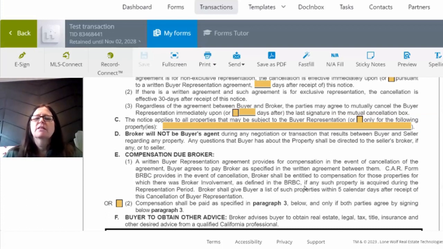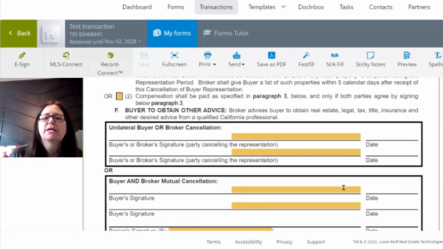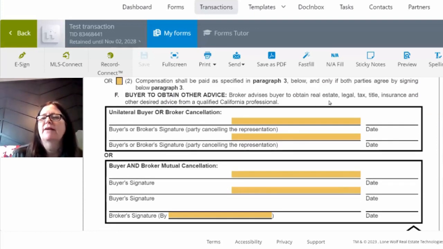So the written BRBC, the other form, it provides for compensation in the event of the cancellation. So that was outlined on that form. And the buyer agrees to pay broker as specified in that form. It says that broker shall be entitled to compensation for those properties for which there was broker involvement. And that's where we've got to give that form to them within 5 calendar days. Or compensation shall be specified as below, but only if both parties agree to sign. And then we're advising them to get advice from other people.